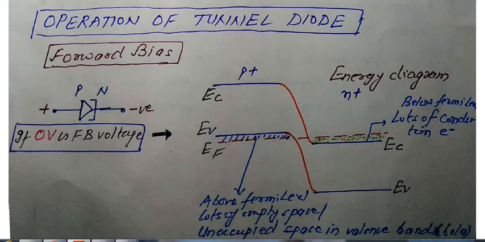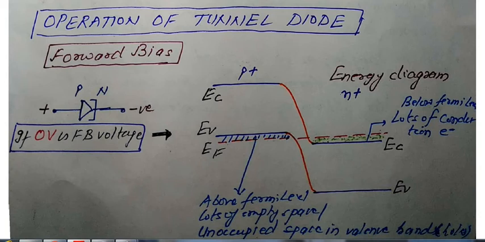Now this is the corresponding energy gap diagram for this tunnel diode at 0 bias. Now in this we can see this P plus side is the P side of the semiconductor, which is heavily doped.